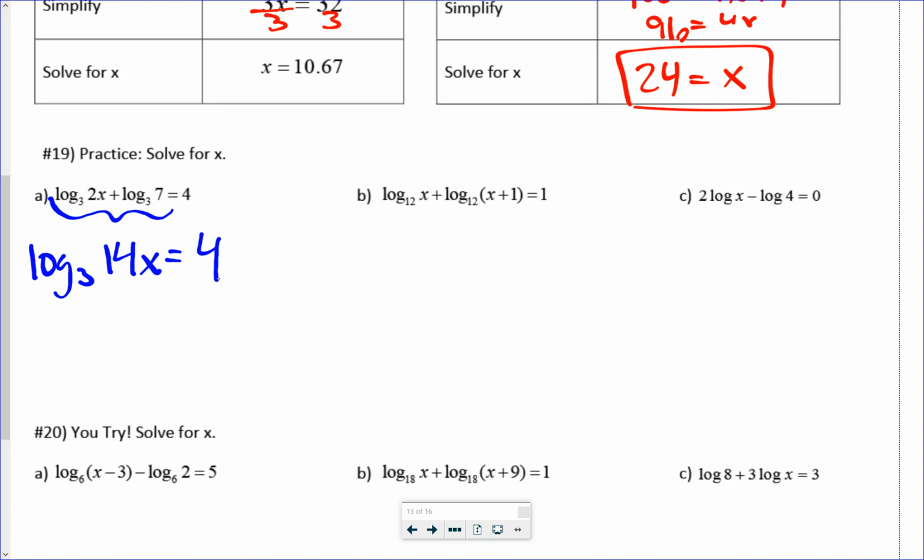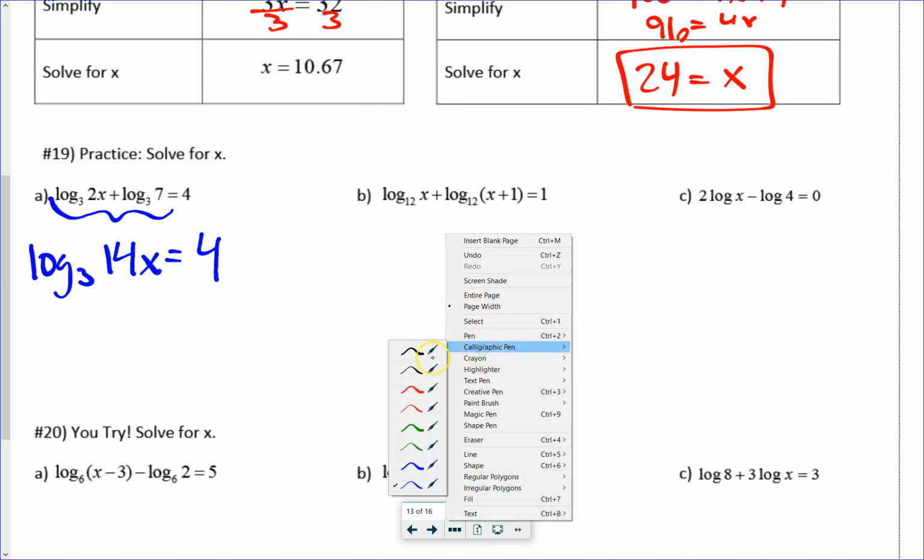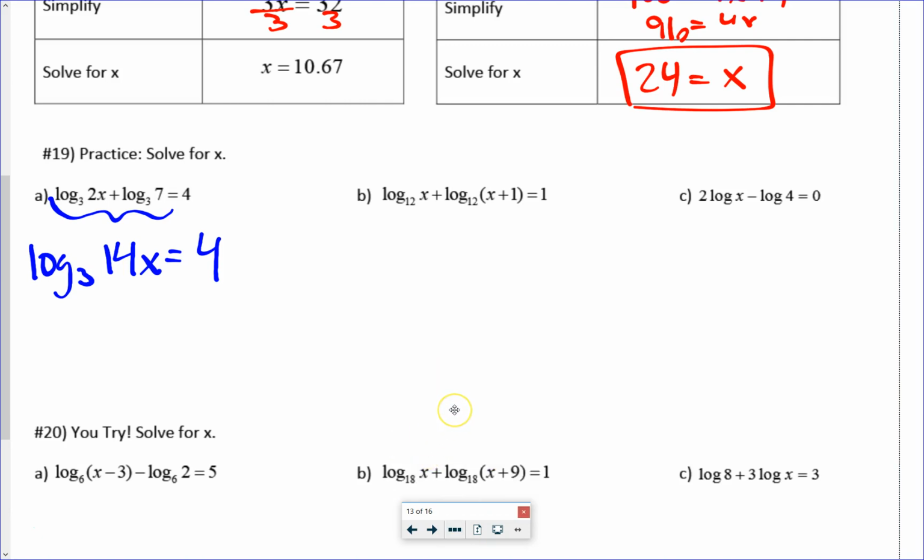Now can you bring in the base? Yes, now we can bring in my base. Because it's all about that base. My base is 3. So 3 to the log 3 cancels. We're left with 14x. It does not equal 12, because 3 raised to the power of 4 is 81. Very different from 12. Do not multiply. You're bringing in a base.